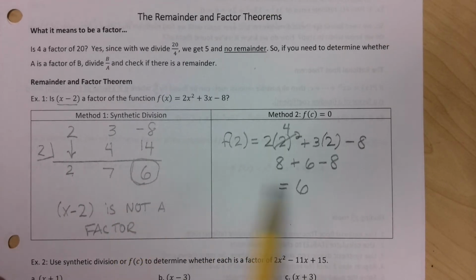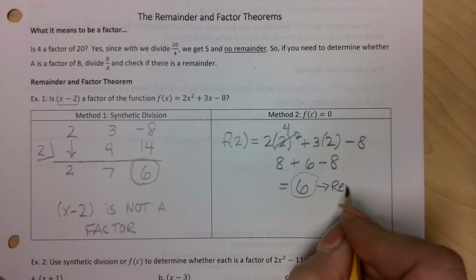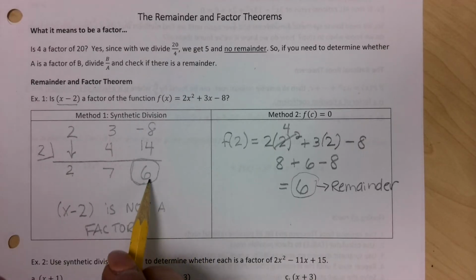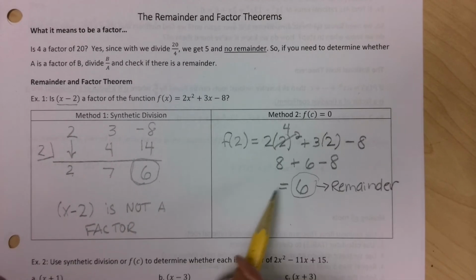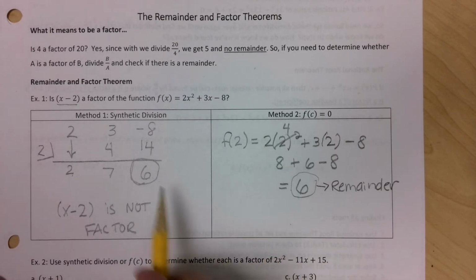Notice both methods give us the remainder. In order for it to be a factor, the remainder has to be 0. So since the remainder is 6, again, it is not a factor.